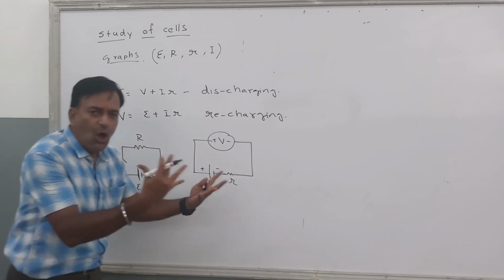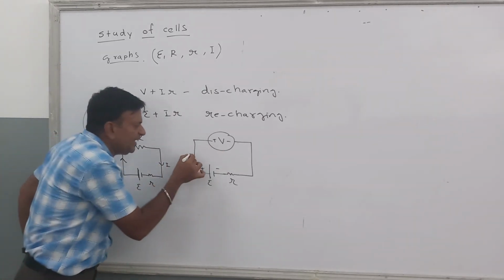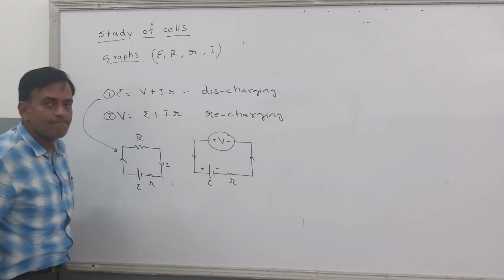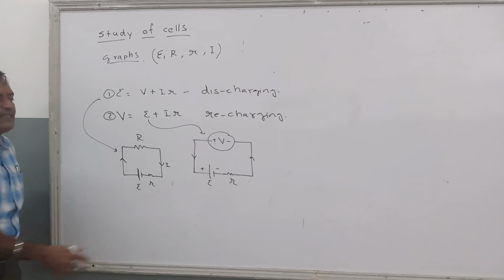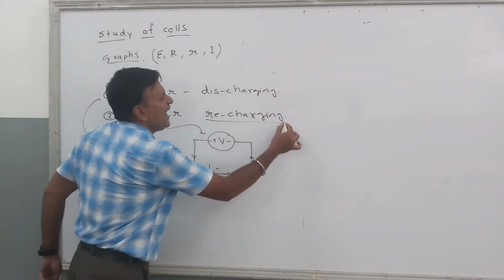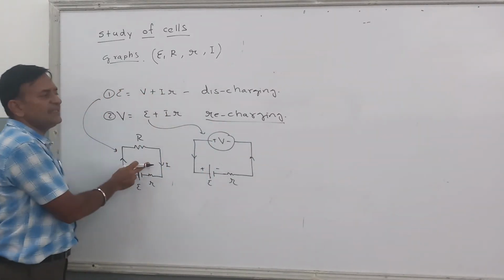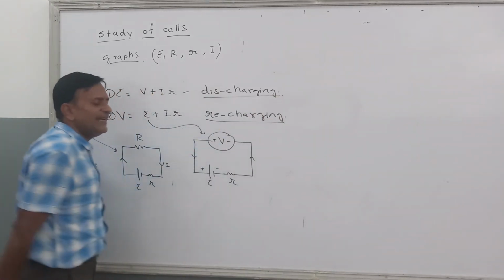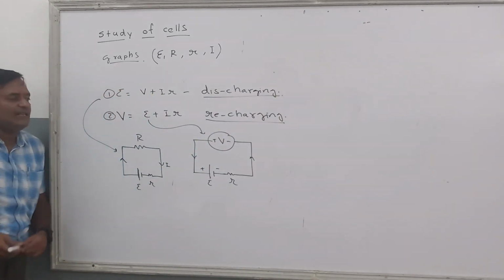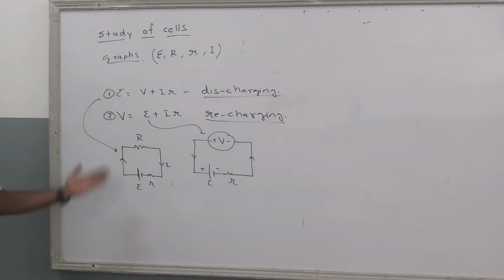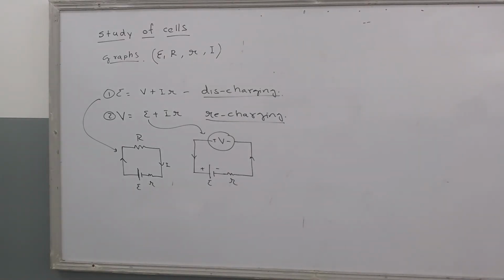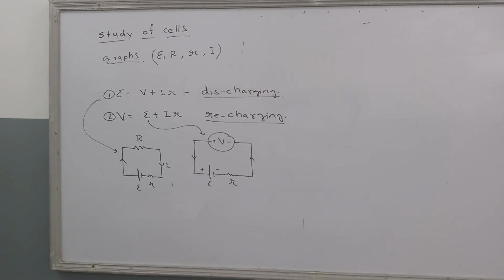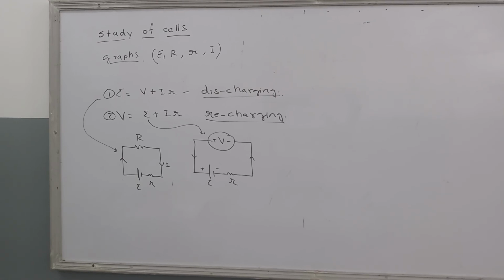And how does the current flow in this? The current flows in the opposite direction. So this is the equation and this is the circuit when you are recharging the cell. That was the equation and circuit when you are discharging the cell. The equation used for recharging of a cell is very rarely used, but sometimes there may be some questions based on it. Learn this, understand this. All the best.